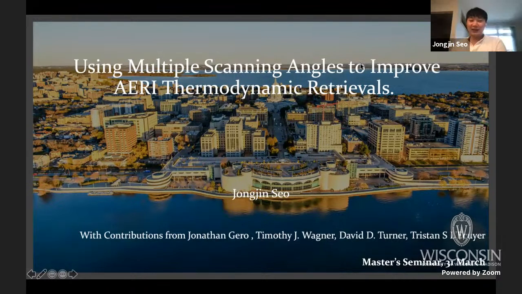Okay, so thank you for attending my master's seminar. My name is Jongjin and I'm working with John and Tim and Dave and Tristan. Today, I'm going to talk about using multiple scanning angles to improve ARIE thermodynamic retrieval.